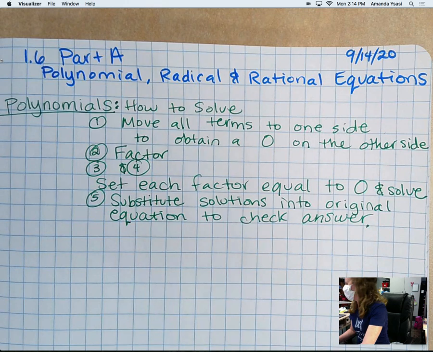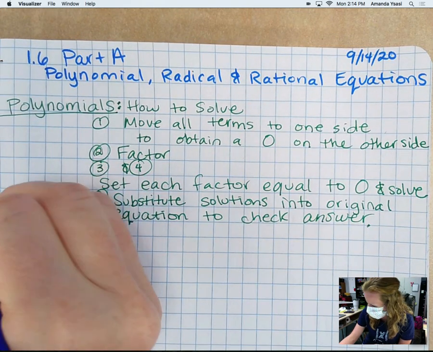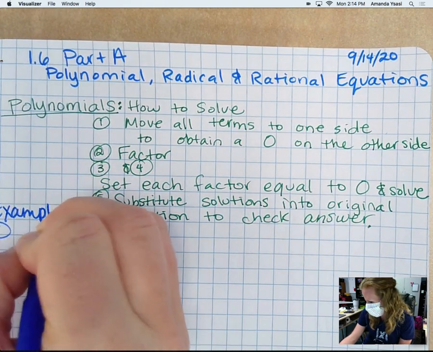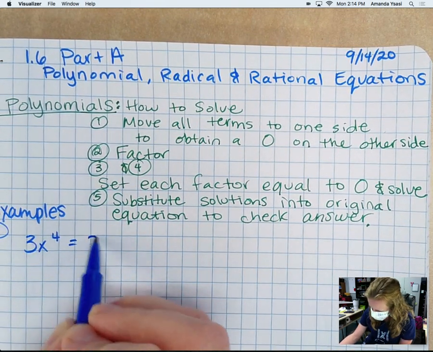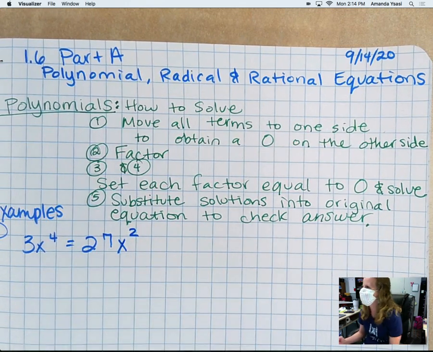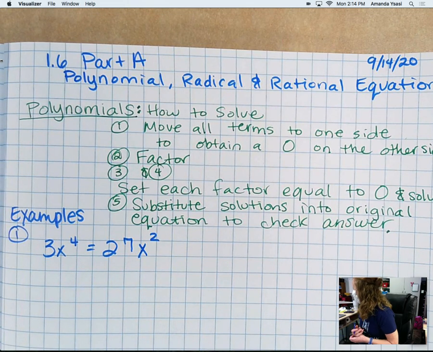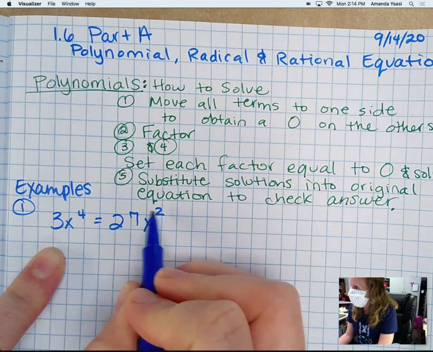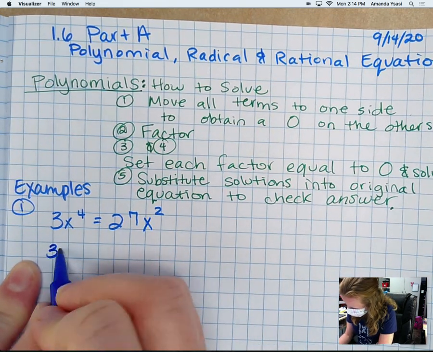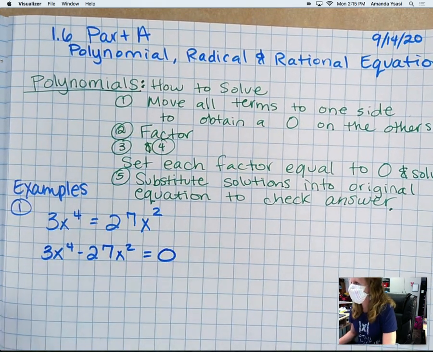Okay, so we're going to do some examples. So example 1 is 3x to the 4 equals 27x squared. So step 1 said move all terms to one side. So that means I'm going to subtract the 27x squared. So we get 3x to the 4 minus 27x squared equals 0.